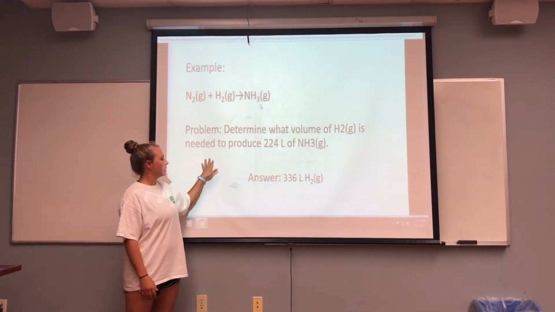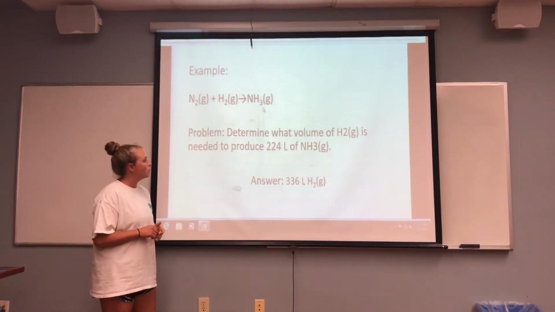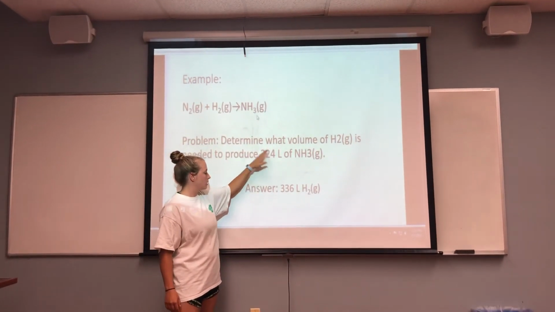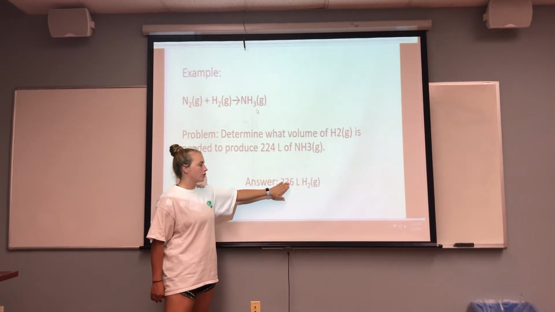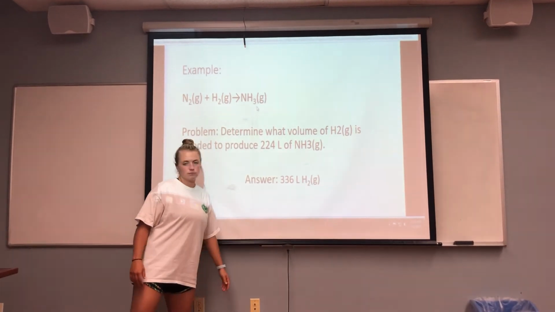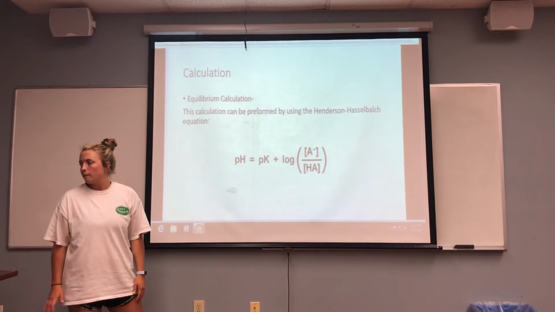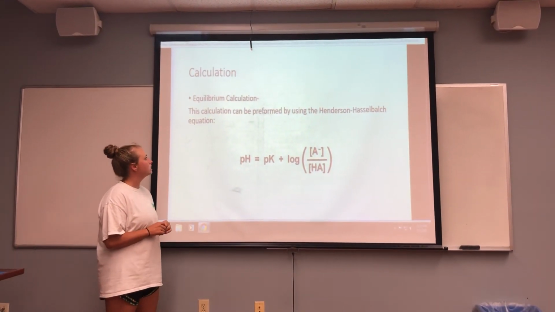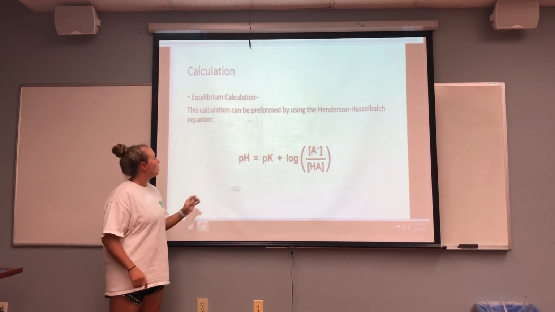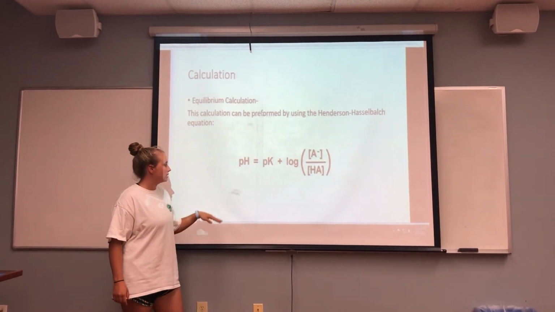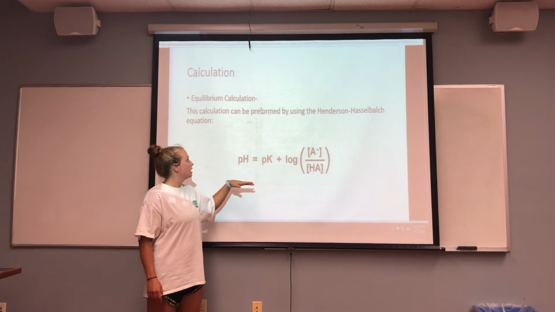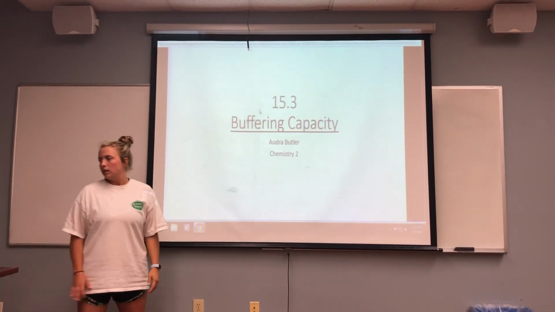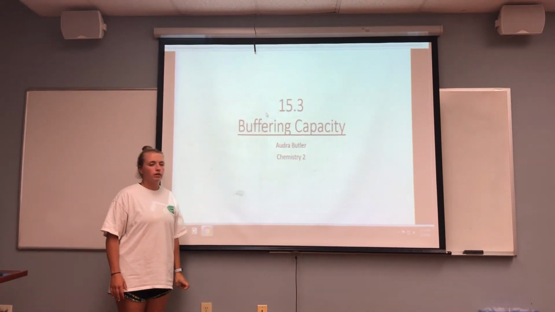And this is our problem again. Determine what volume of H2 is needed to produce that many liters of NH3. And we found our answer is 336 liters of H2. Okay, and then the second type of calculation, the equilibrium calculation, can be performed when using the following equation. So basically, you'll just plug everything in, and that's another way to find the buffer capacity. And that's chapter 15.3, buffering capacity.